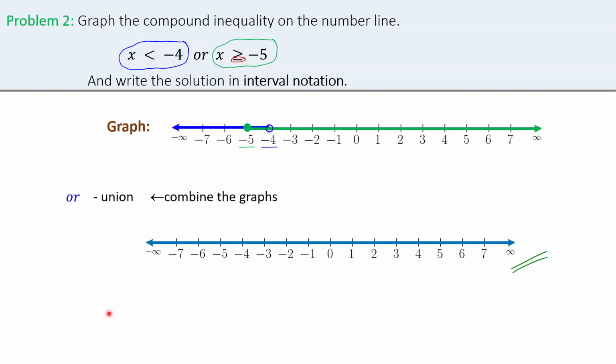So next we write the interval notation of this graph. The smallest number is negative infinity, comma, the largest number is infinity. Put a parenthesis for negative infinity and a parenthesis for positive infinity. This is the interval notation of the solution.